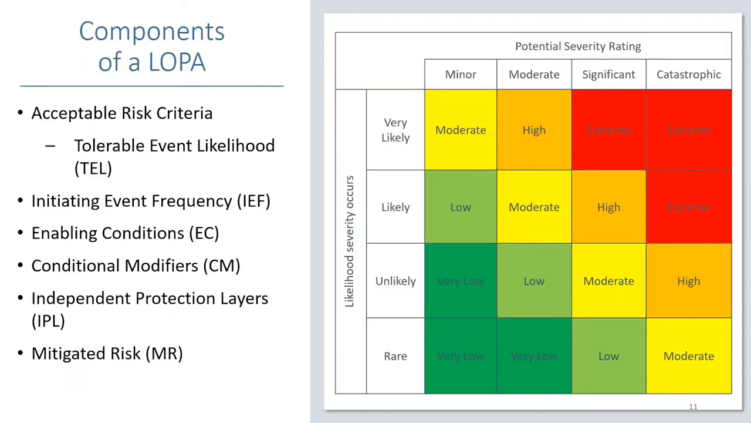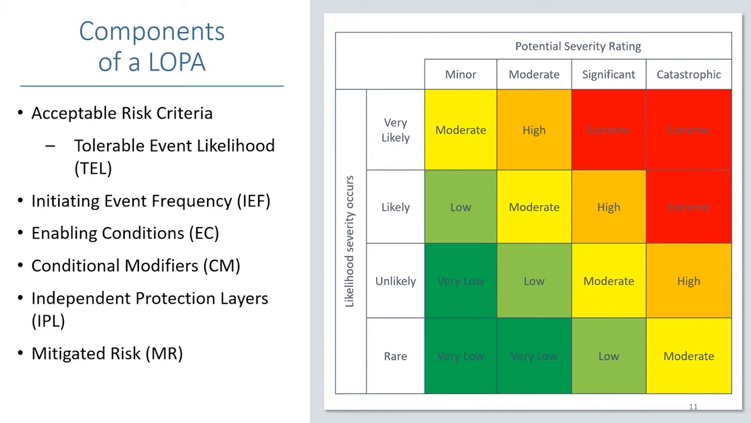So let's start talking about components of the actual LOPA, okay? So we talked a little bit about independent protection layers. We're going to come back to that. But there's other aspects to LOPA that you have to consider, and we're going to talk about these things in a little more detail. The first one is the acceptable risk criteria, okay, or better known as the tolerable event likelihood. This is your risk tolerance.